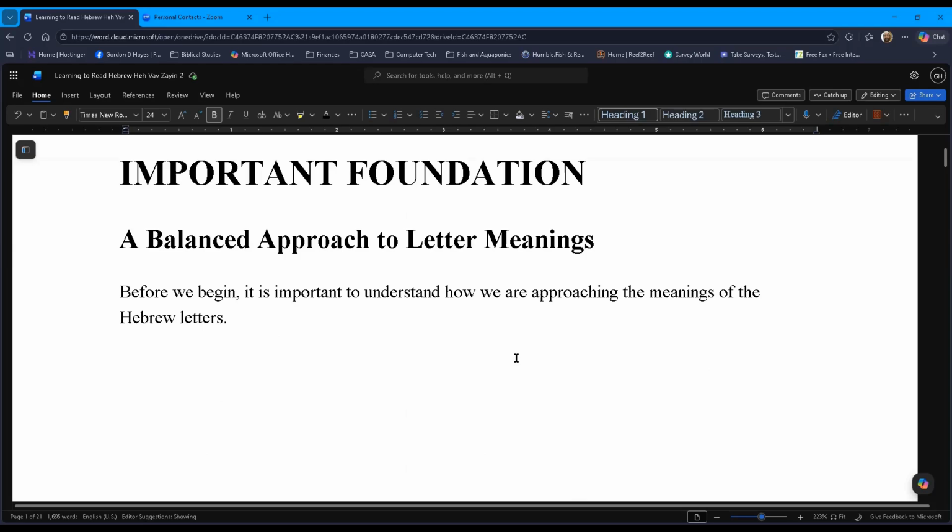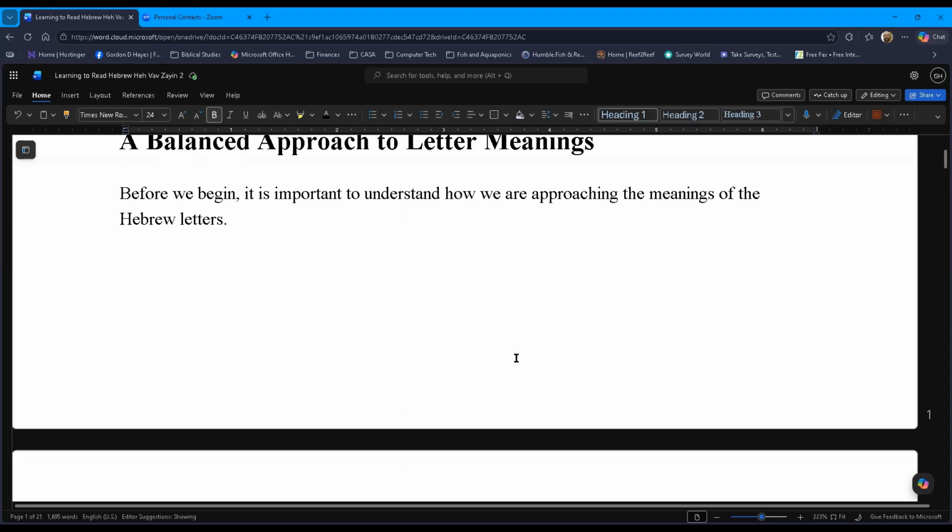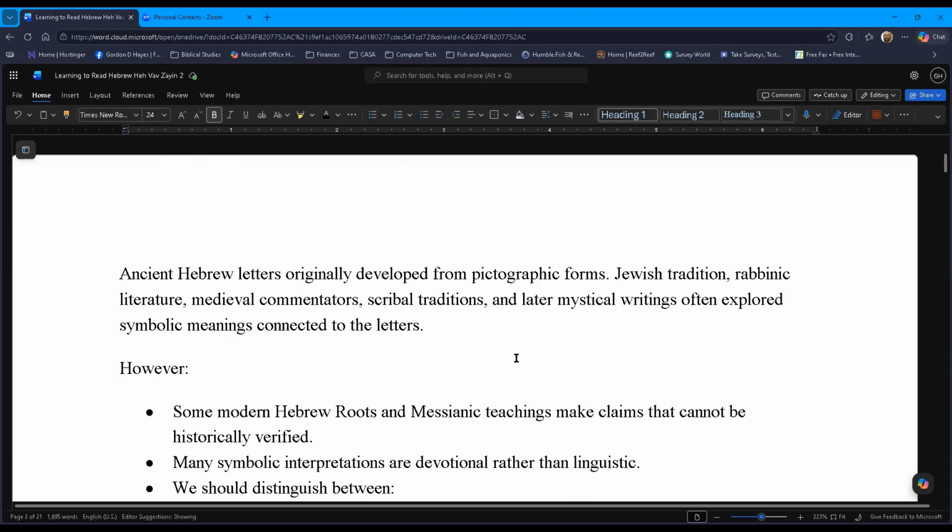Before we begin, it's important to understand how we are approaching the meanings of the Hebrew letters. Ancient Hebrew letters originally developed from pictographic forms, and I think Rabbi Jay has made a very good point that Joseph probably was a father of the writing of Hebrew, and he would have taken the pictographs of the Egyptian language and transformed them into letter depictions. Rather than depicting ideas, they depicted sounds, and then those sounds could be put together in a way that they could transfer their spoken language by writing it down.